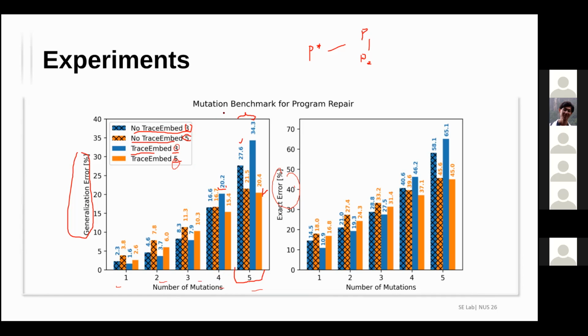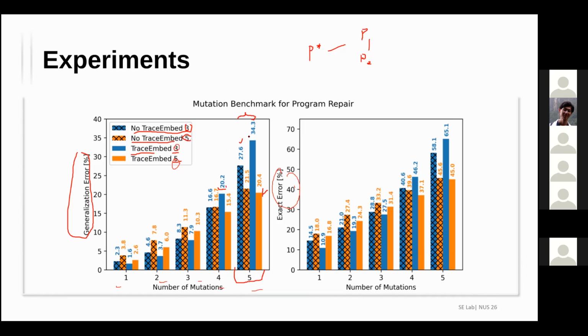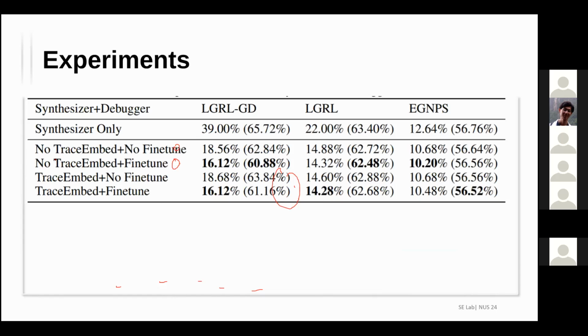So all in all, my personal takeaway is that it's good in theory, but it's not really improving by much. If we look at it over here, the one with trace embedding and the one without trace embedding, there's very little difference between the two. So there isn't really a need for that.